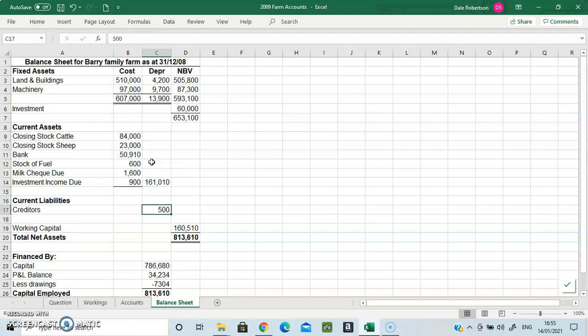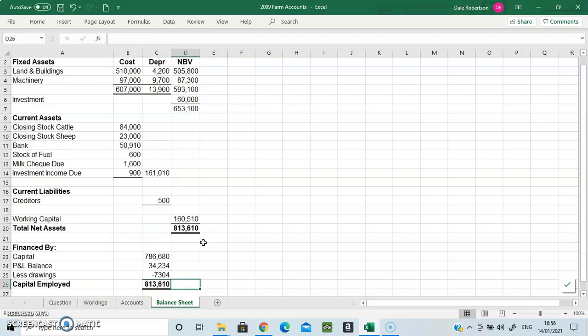You only have one little current liability called creditors. It's creditors for fertilizer actually, of 500 euro you owe the co-op for fertilizer. Take these away to get your working capital, add that on to get your total net assets. The farm is totally worth 813,610. How do you get that 813,610? Well, you put in your capital, which is from part A. You put in your profit and loss balance, which is from part C, the general profit on the farm, and you take away drawings, which is the opposite of capital, which is the 7,304, and you get your 813,610. And that is the balance sheet for this farm completed as well.